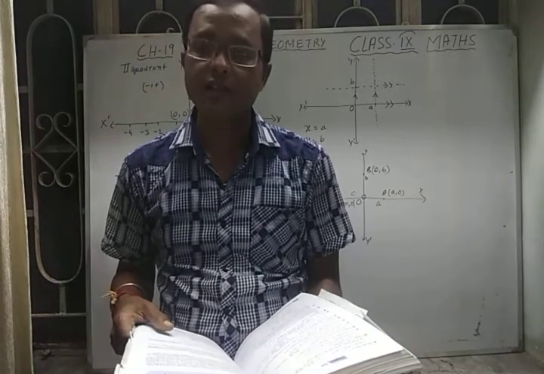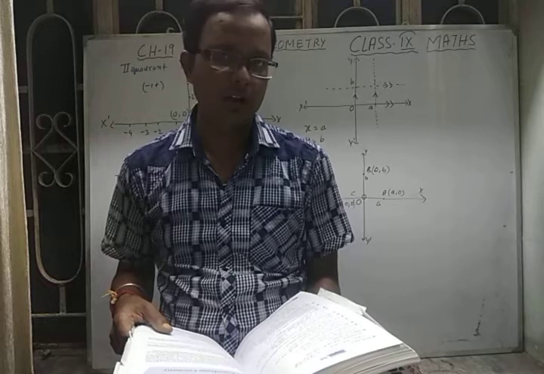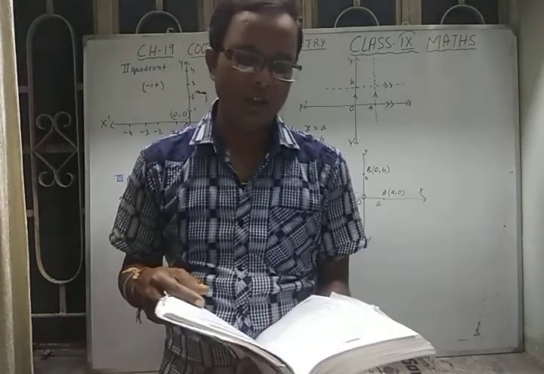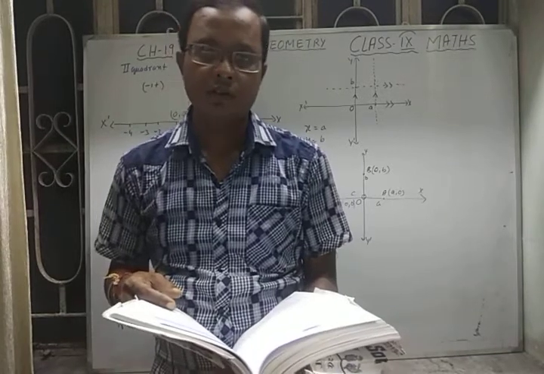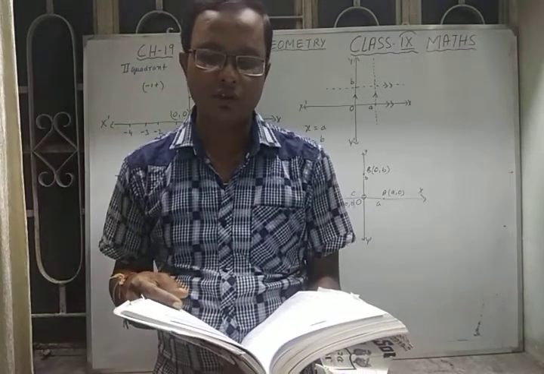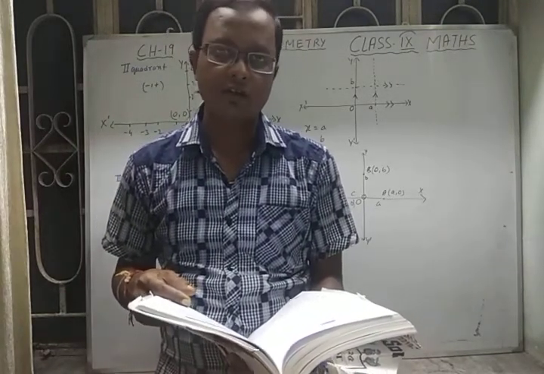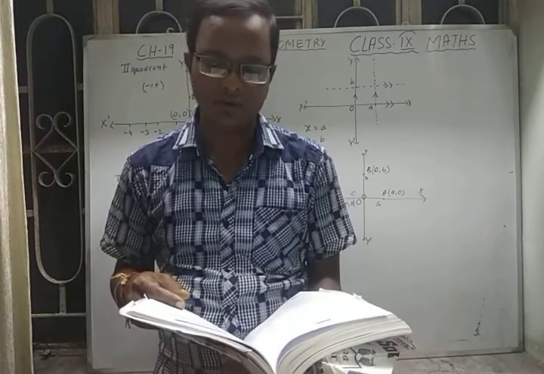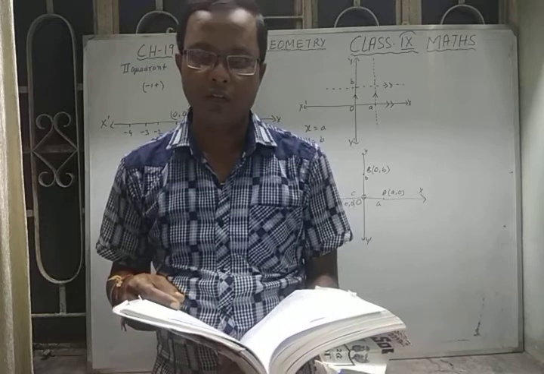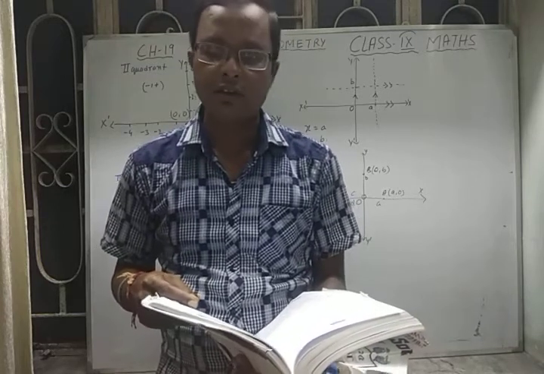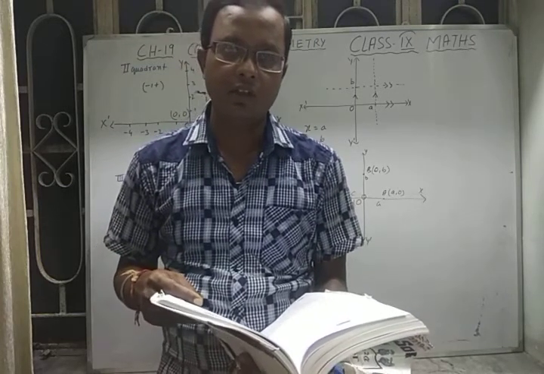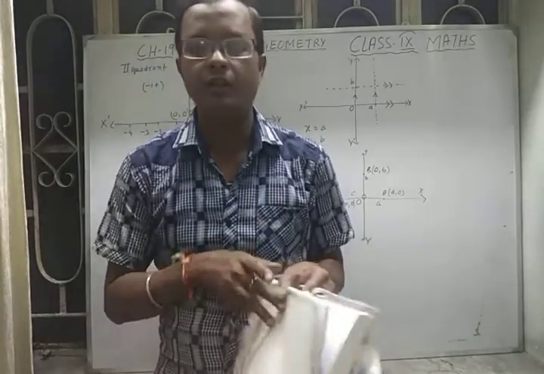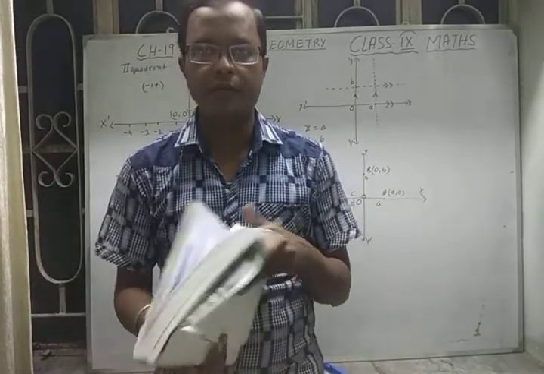How to do this coordinate geometry? Before starting the sums of coordinate geometry, we should look at some basic things of coordinate geometry. The sums of this chapter we generally do in our graph copy. To do this, we need a 2 mm graph copy. We should have a 2 mm graph paper.